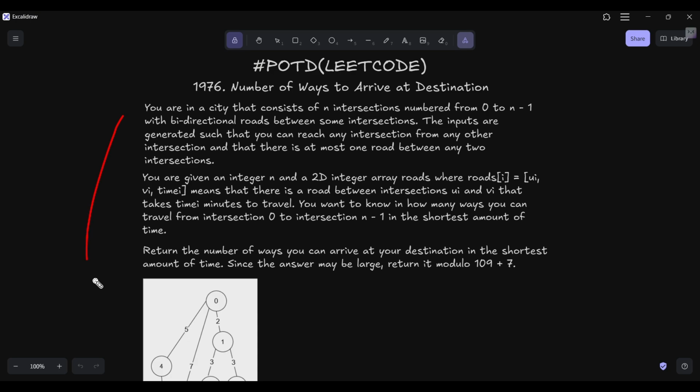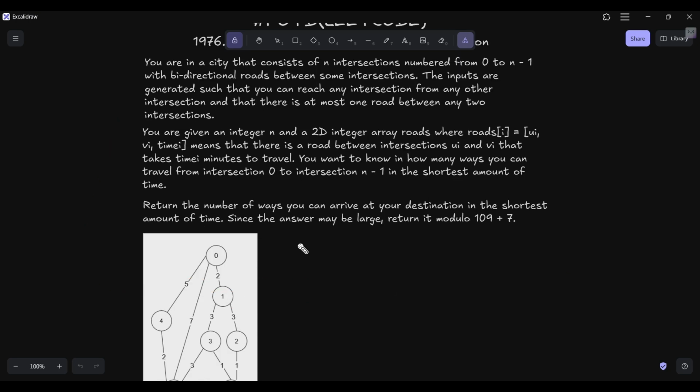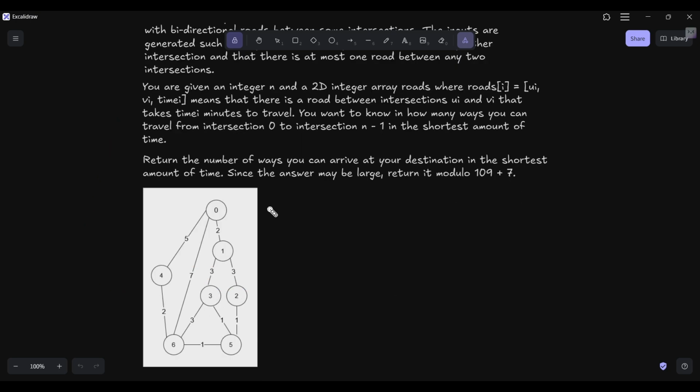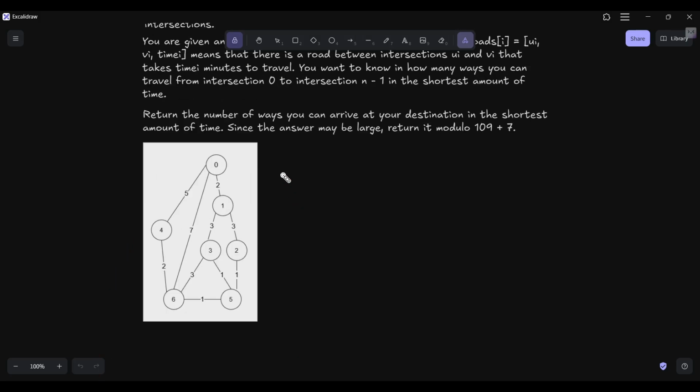You can read the question on LeetCode. I will explain the question using this example. Let's understand what we have to do. Basically, we have to find the shortest path from each node, and our destination is the last node, that is from 0 to 6, so the destination is 6.